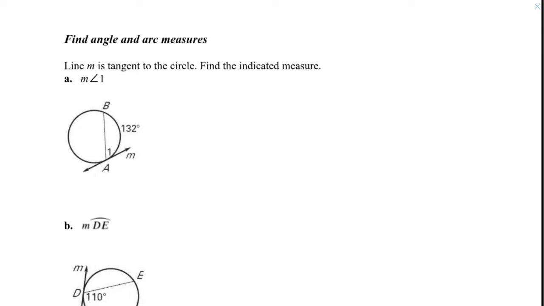All right, first example here. So we want to find the measure of angle 1. We see that we have M, which is our tangent line. We have a chord AB here. So the measure of angle 1 is going to be half the measure of its intercepted arc, which in this case is 132 degrees. So the measure of angle 1 would be half that, which is going to be 66 degrees.